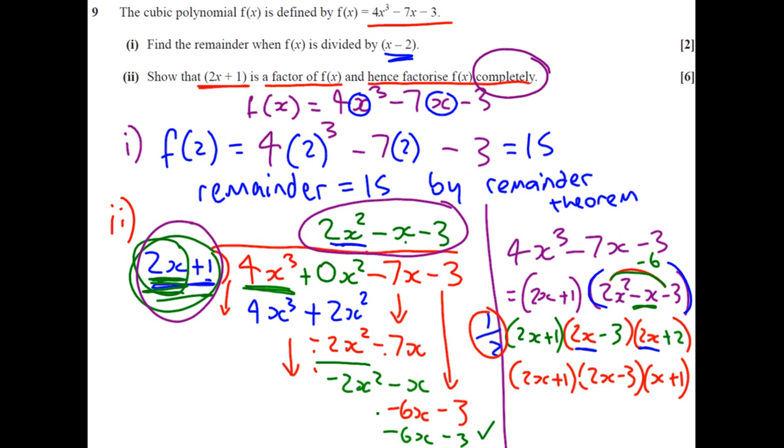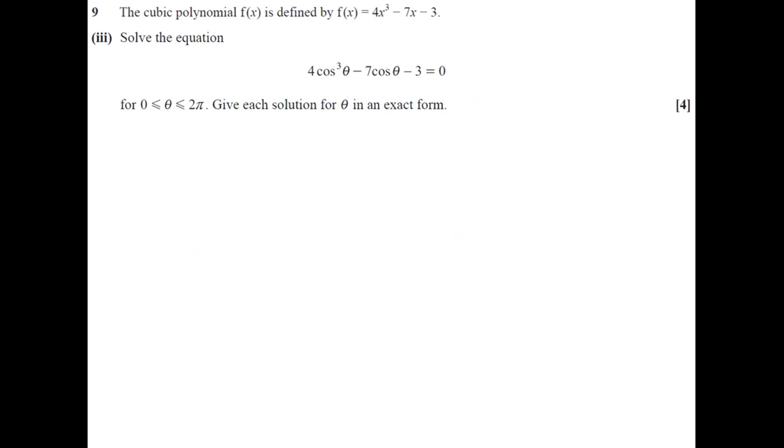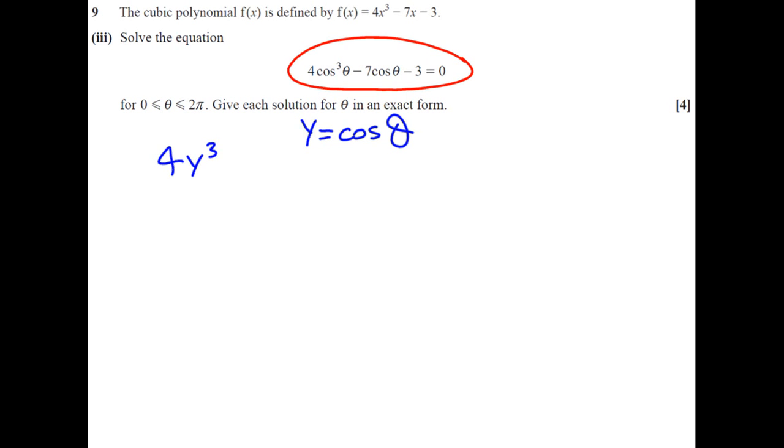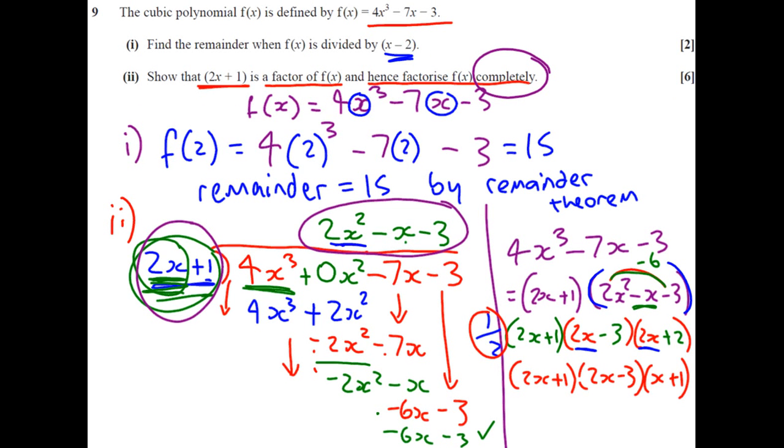Okay, using long division. That is, oh, we've got one last part by the look of it. So we've gone all that effort to factorize something, and now you're given a horrible trigonometric equation, but you think that looks very similar to what I've just done, but with cos theta instead of x. Okay? So if you let y equal that, then what you get is 4y cubed minus 7y minus 3 equals 0. We know what that factorizes to because we've just done it.